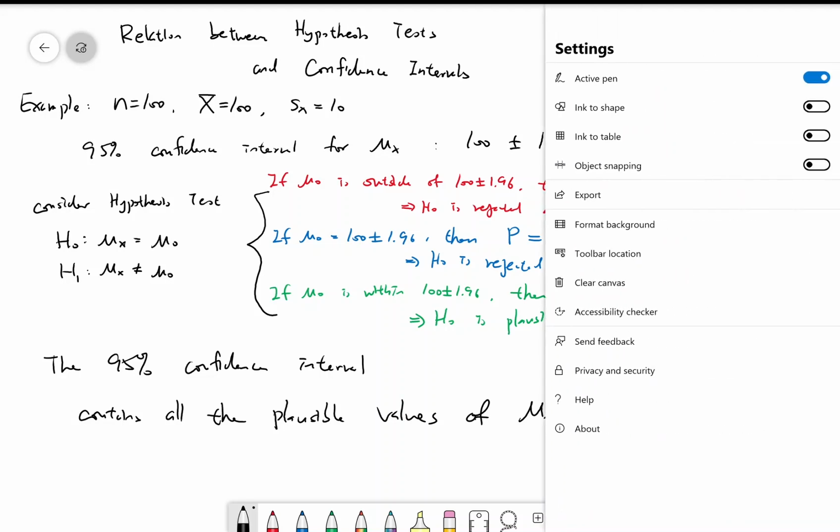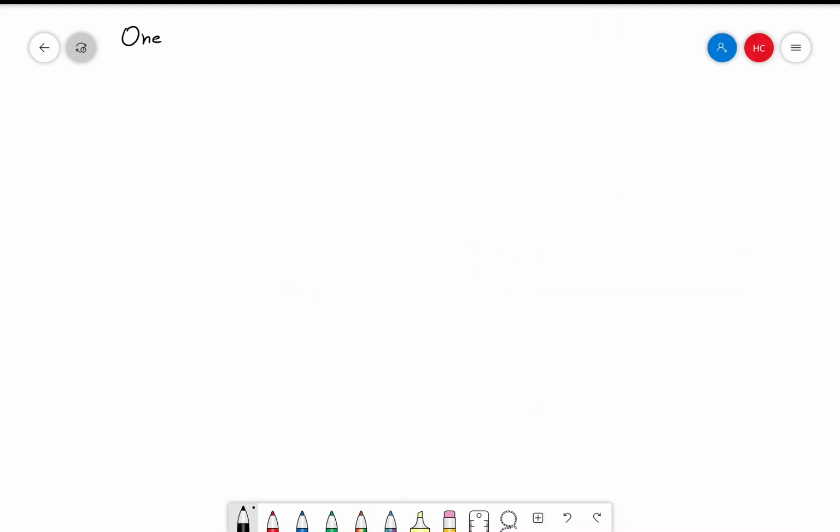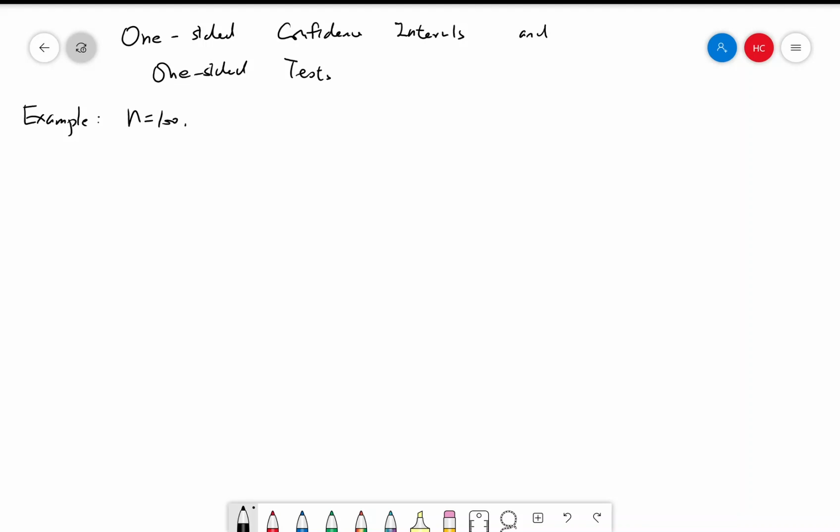So let's look at the case of one-sided confidence intervals versus one-sided test. So the result is analogous. Let's use the same example because the numbers are easy. So sample size is 100, sample mean is 100, sample standard deviation is 10.